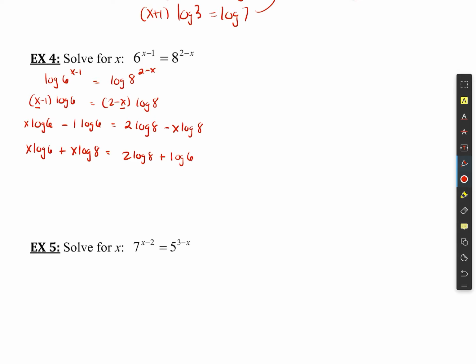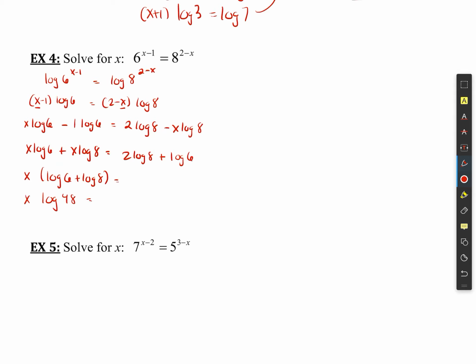Right? And we could keep taking this further. I only want to have one x to solve for. So I could use a factoring rule of GCF. By GCFing, I have x times log 6 plus log 8. And you know what? I could simplify inside using the addition log rule to make this x log of 6 times 8, which is 48.